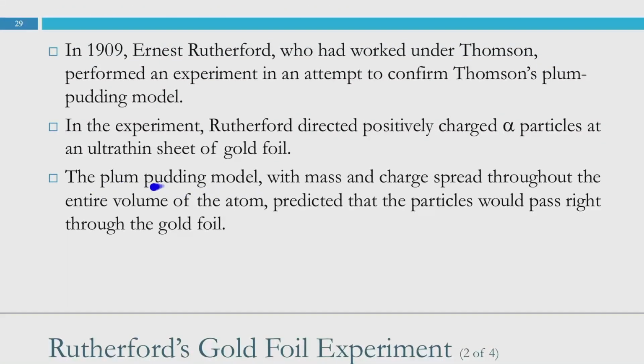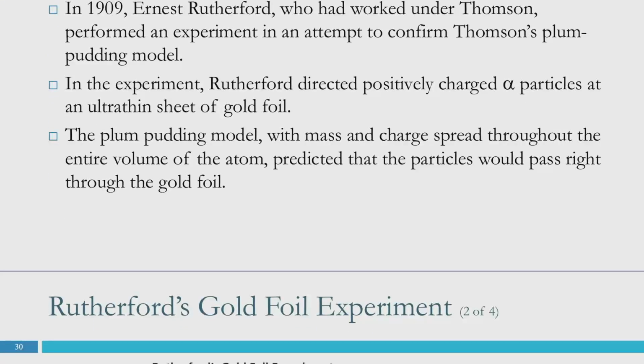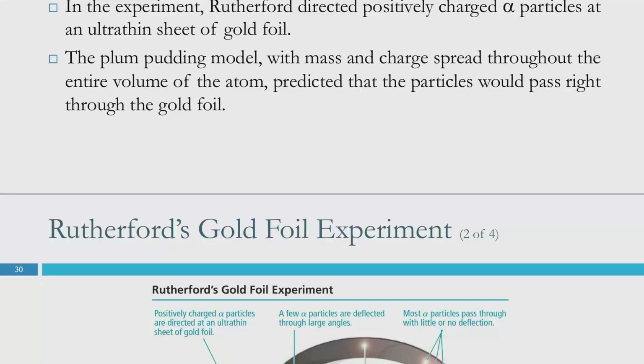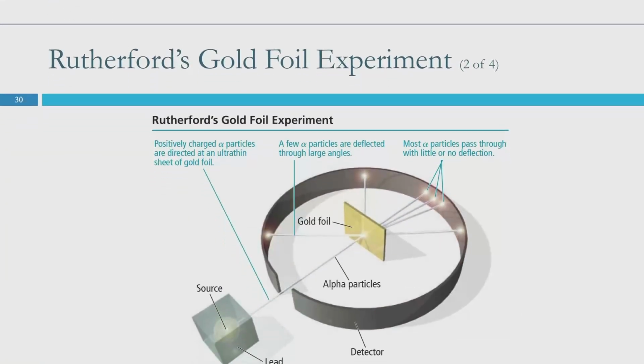In the plum pudding model, mass and charge are spread all the way throughout the volume of the atom, and there aren't any hard bits inside of it. And so the prediction was the particles are going to go straight through the gold foil, especially because it's really thin. They're not going to get stopped up because of the consistency issue or anything like that. They're just going to zoom right through.